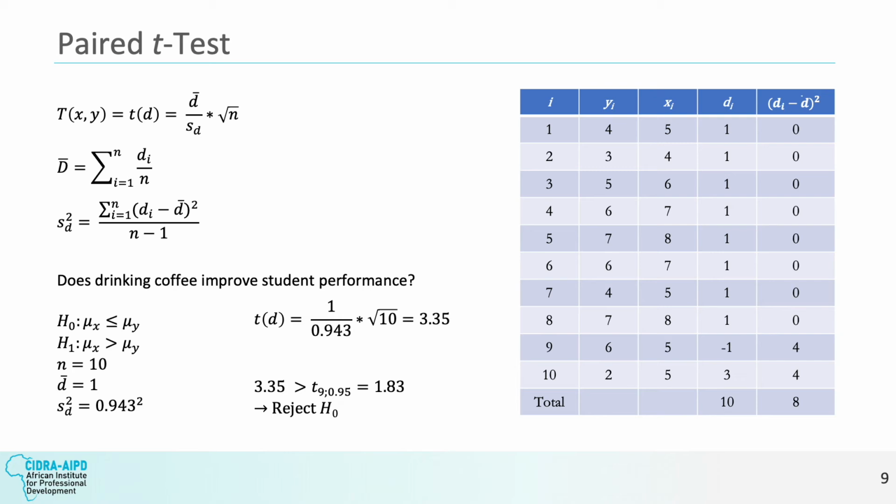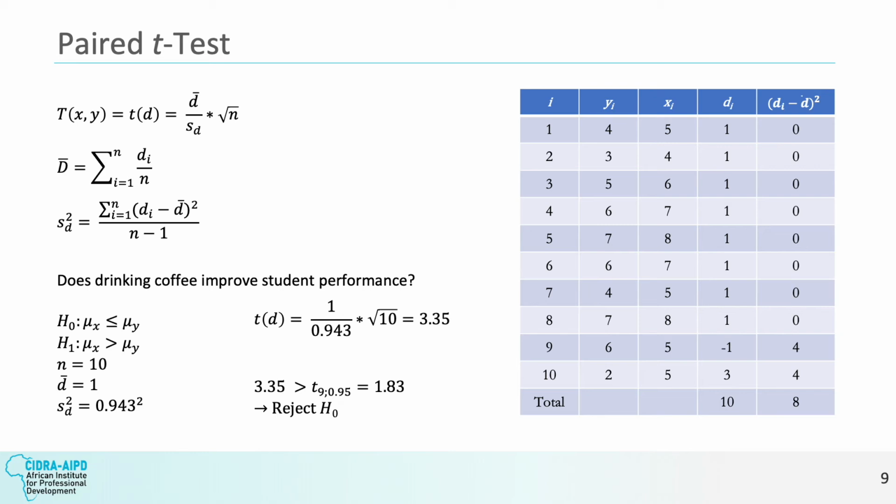Our null hypothesis is that drinking coffee won't make a difference in our students, so the mean of the post-treatment measurement, x, will be less than or equal to the mean of the pre-treatment measurement, which is y. Our alternative hypothesis is that drinking coffee does in fact make a difference, and thus the post-treatment mean will be greater than the pre-treatment mean.